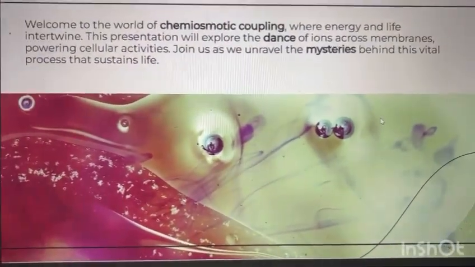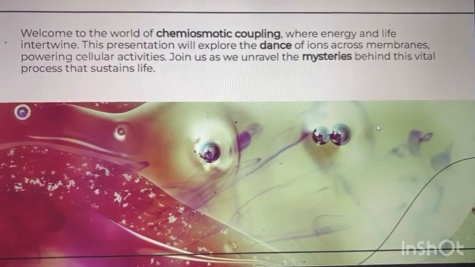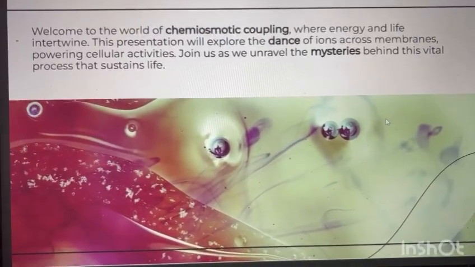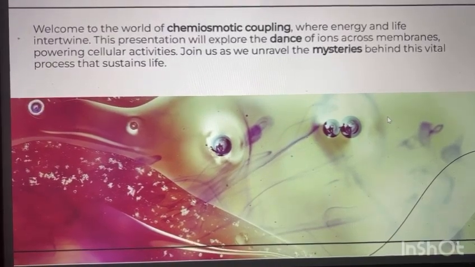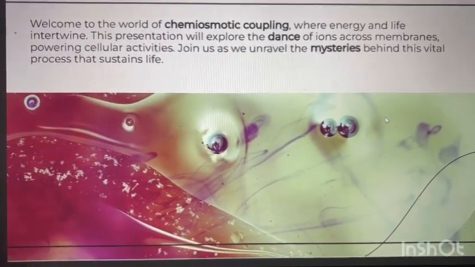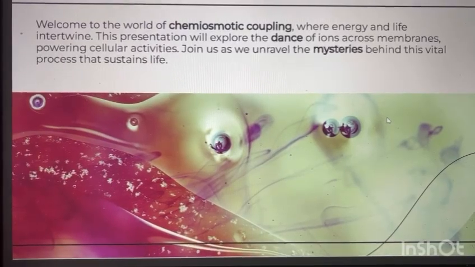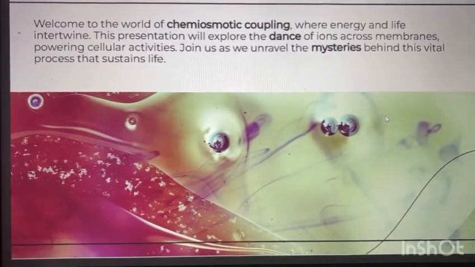Let's start. Welcome to the world of chemiosmotic coupling, where energy and life intertwine. This presentation will explore the dance of ions across membranes, powering cellular activities. Join us as we unveil the mysteries behind this vital process that sustains life.